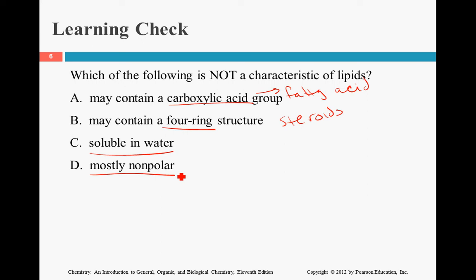Mostly nonpolar is true because it contains mainly carbon and hydrogen. There are oxygens there, but there are so many carbons and hydrogens that they don't balance out. And then finally, because that's nonpolar, they are not soluble in water, so that one's false. And that gives you a brief introduction to lipids.